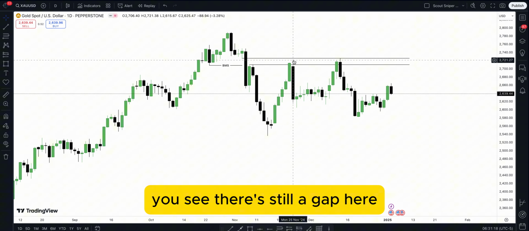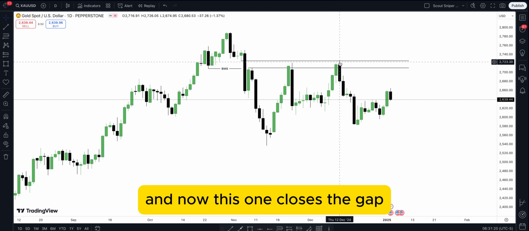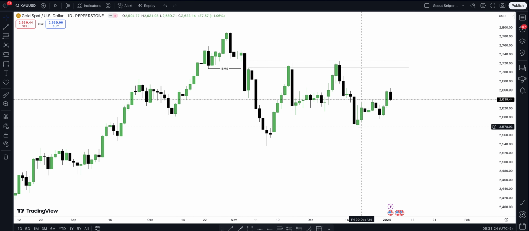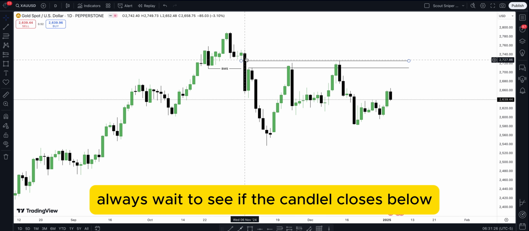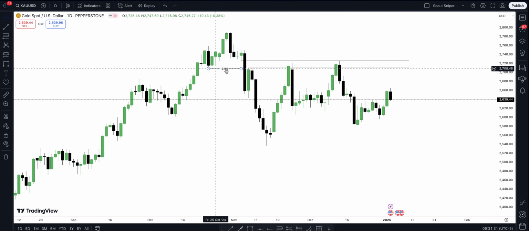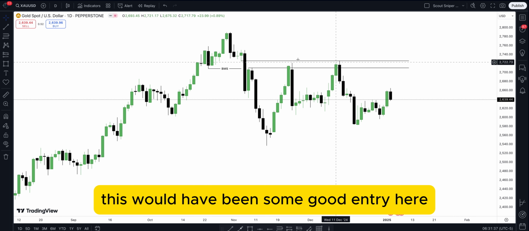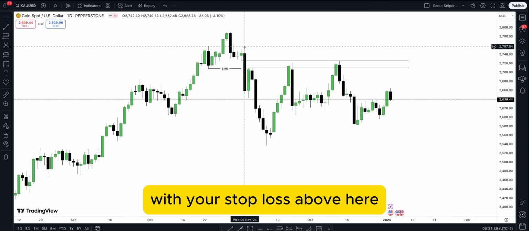Here you see there's still a gap here, and now this one closes the gap, and price started to break below. Always wait to see if this candle closes below the break. Now for me, I did not take these two trades. This would have been some good entries here with your stop loss above here.